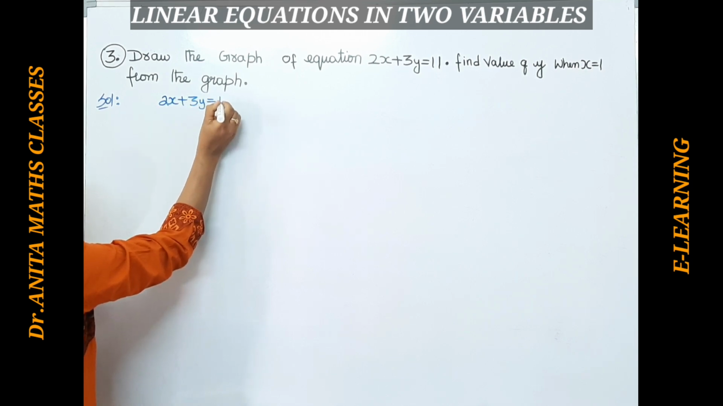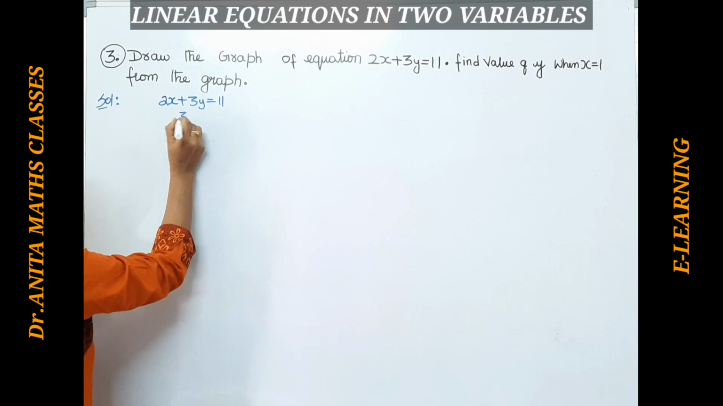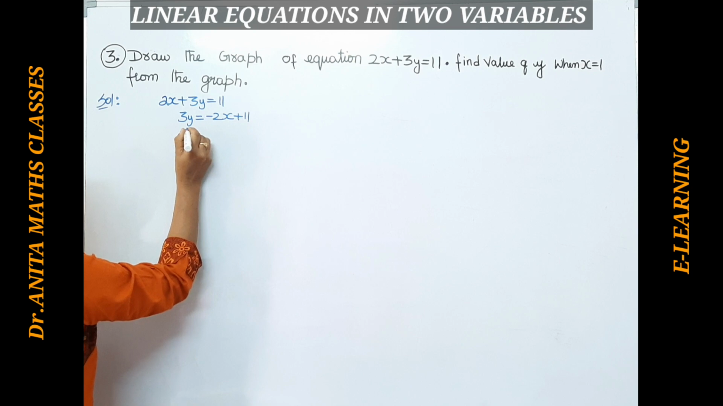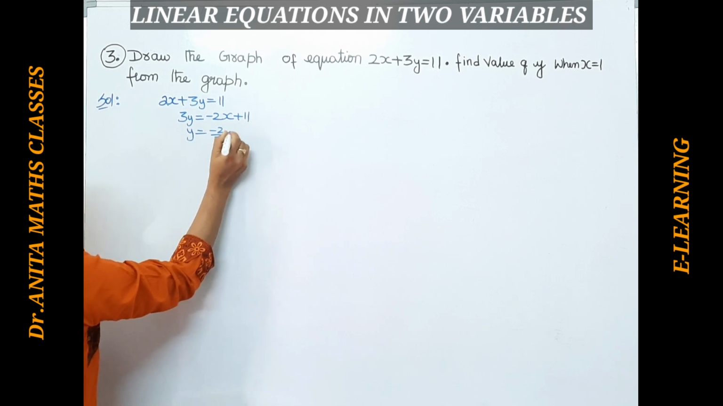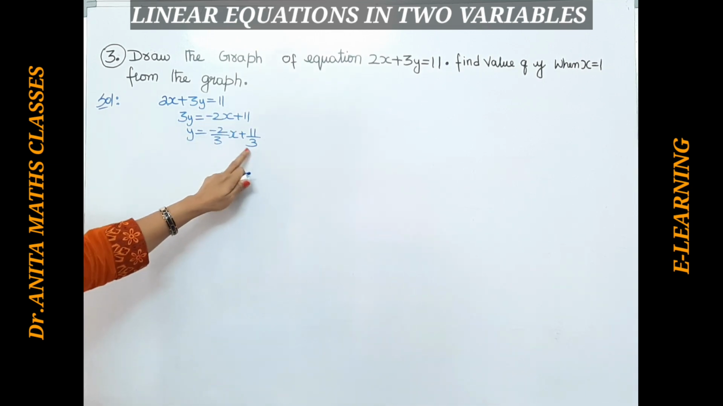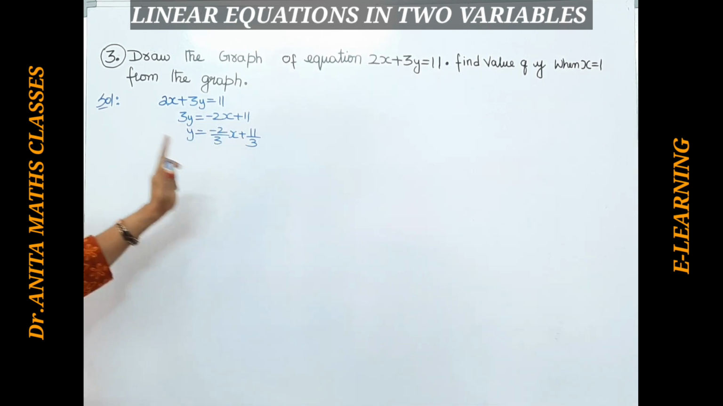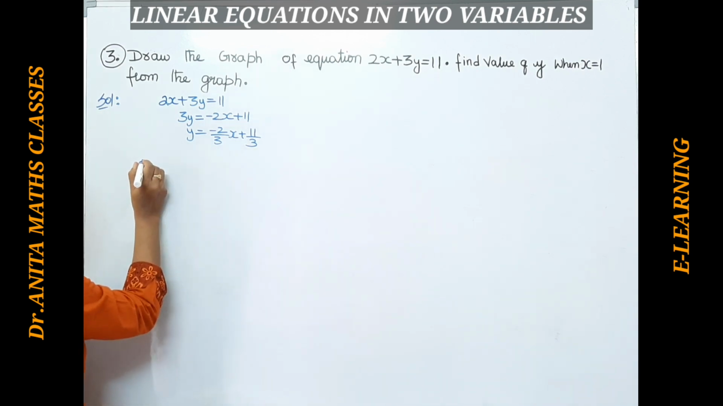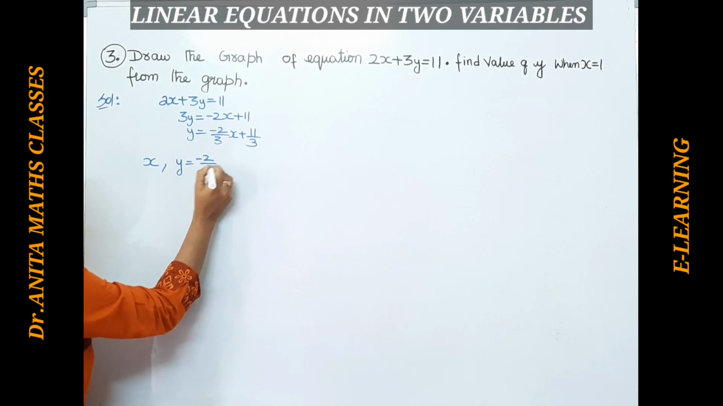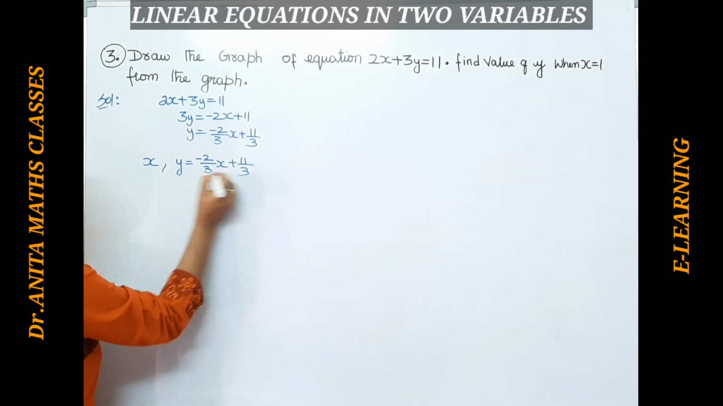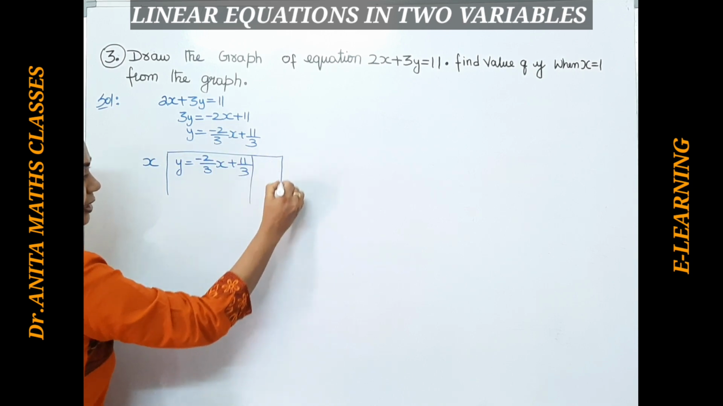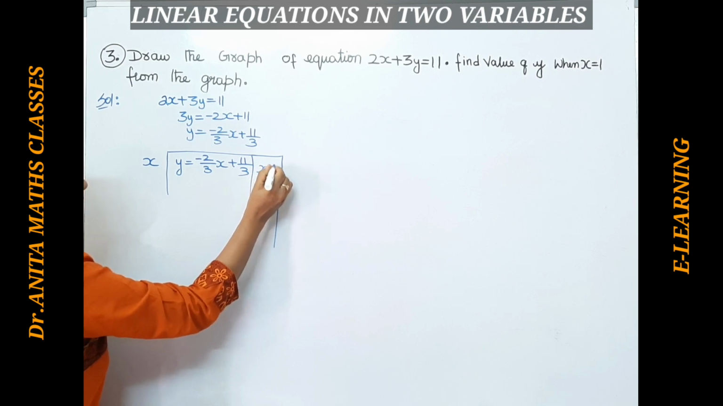2x plus 3y equals 11. So if I want the y value here, shift the 2x: 3y equals minus 2x plus 11. So y equals minus 2 by 3 x plus 11 by 3. I have divided by 3 for both the terms. Now this is the y value. Now let me write the tabular column to get the values of x and y, that is the point. So I have written x, I have written y, then we will write the point x comma y, right.